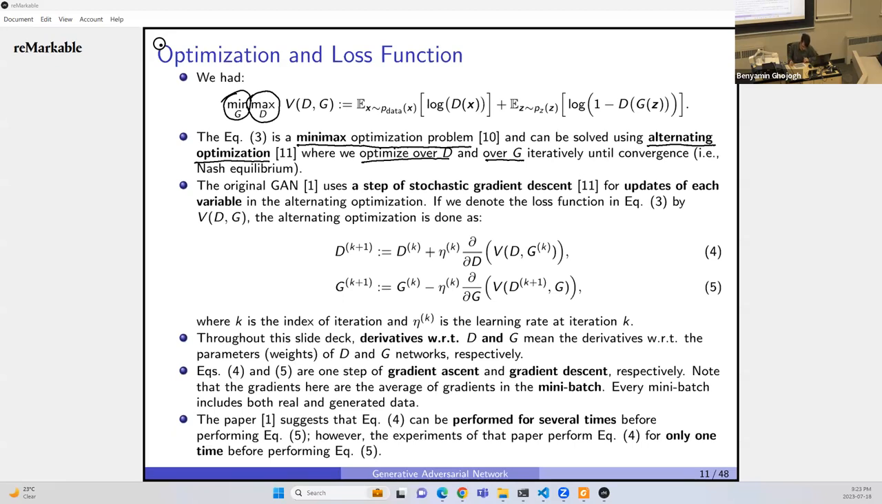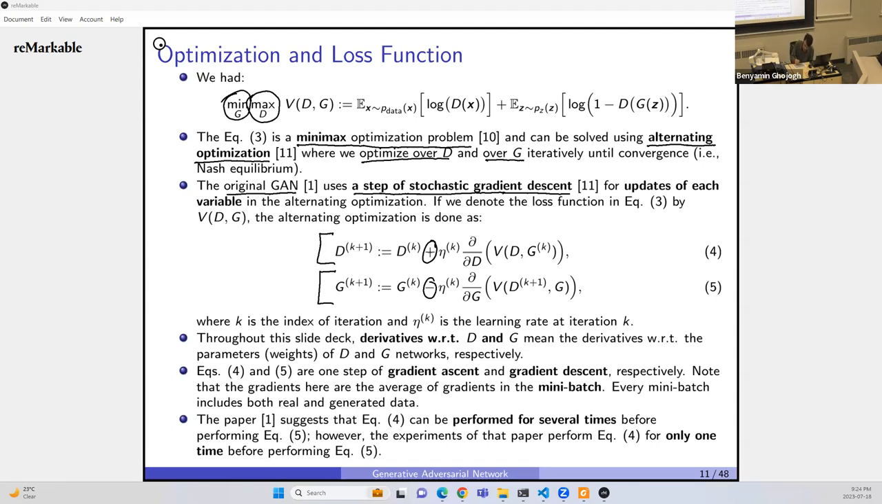Okay, then the original GAN, what does it do? It uses one step of stochastic gradient descent for each of these updates. So one step of stochastic gradient descent for D, and one step for G. For D, we use gradient ascent. Why? Because we are maximizing it, plus. For G, we use gradient descent because we are minimizing it, minus.